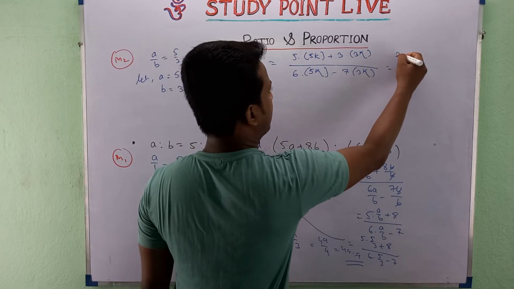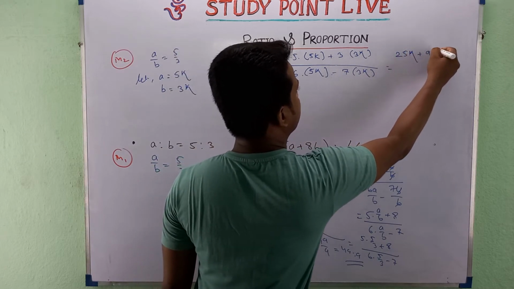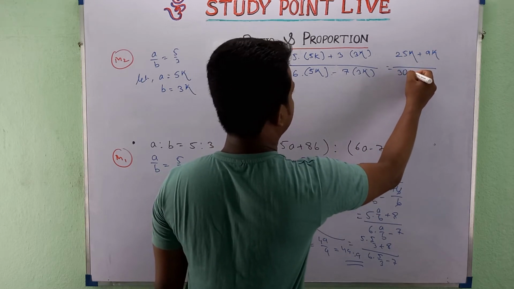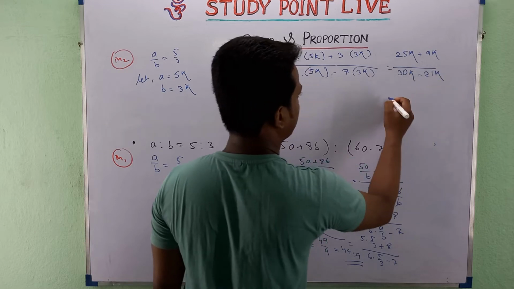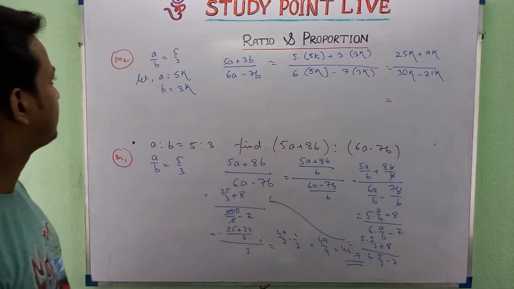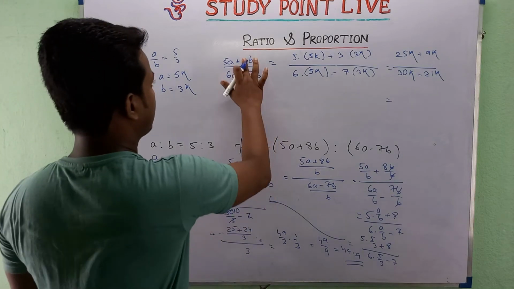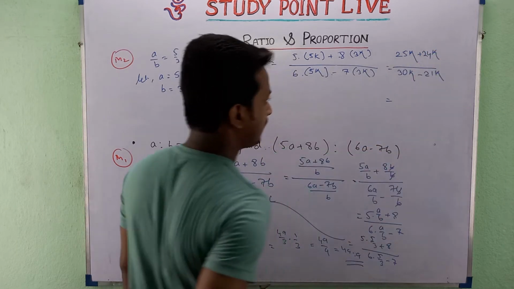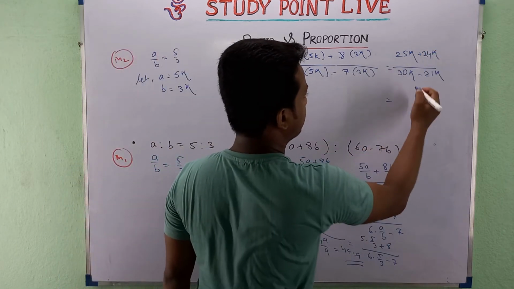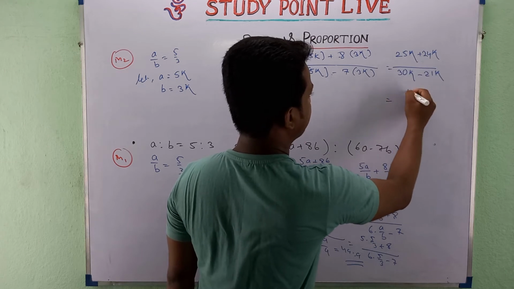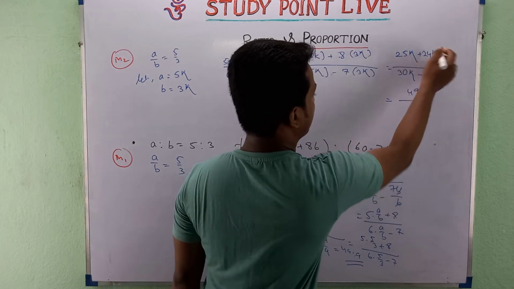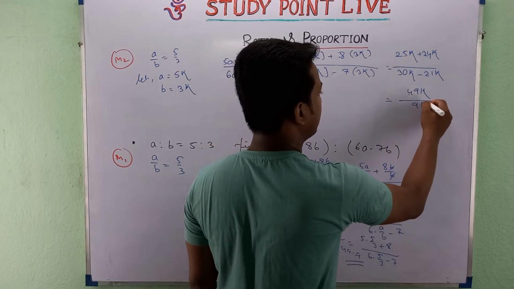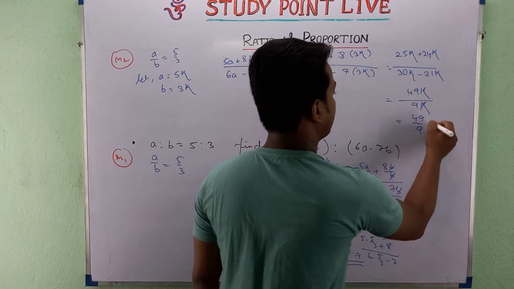So solve it, it will be 25k plus 9k by 30k minus 21. Oh sorry, I have written the question wrong here, it was 8, sorry it was a mistake, it was 8, so it will be 24k, right? So see, here it will be 49k after adding these two terms, and here 30k minus 21 means 9k. If we cut this k, the ratio will become 49 by 9.